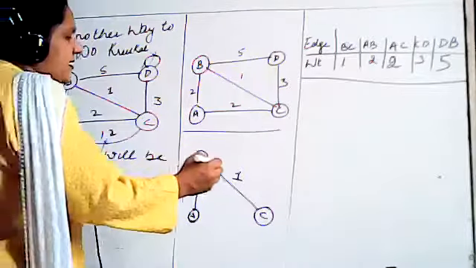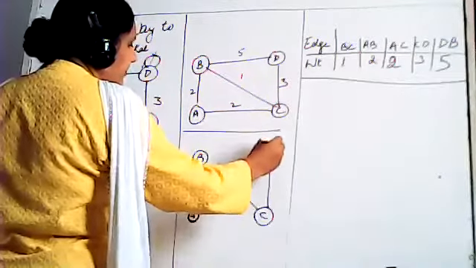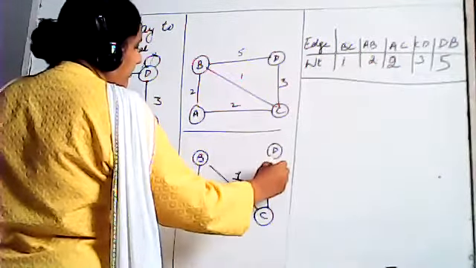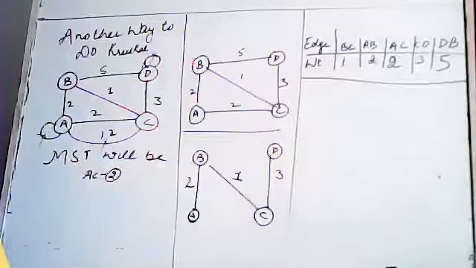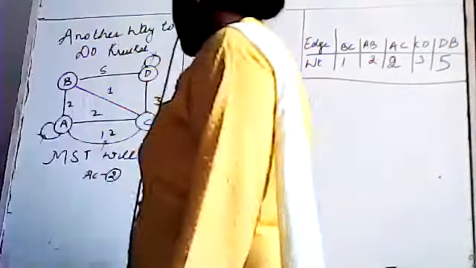So let's move next. C to D is 3. Now, when I join D to B, it will again make a closed triangle, that is CDB. That means it will form a loop. So we will discard the edge between D and B. We will simply ignore that edge. So the minimum spanning tree would be this.